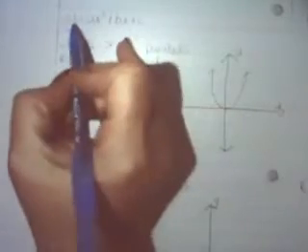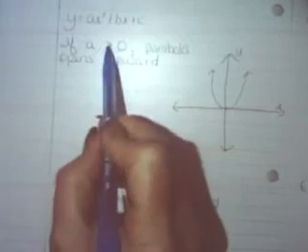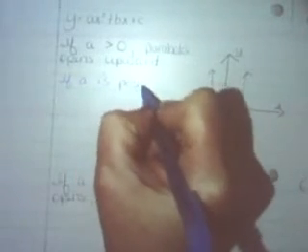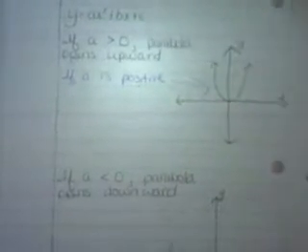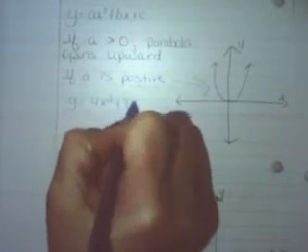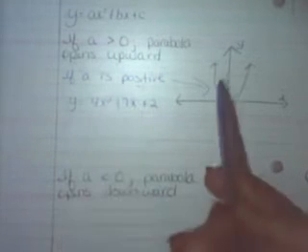Here's a review of what I just showed you on that first page. When we have a quadratic function in the form y equals ax squared plus bx plus c, if a is greater than 0, that means any positive number in front of your x squared, your parabola is going to open upwards. So for example, y equals 4x squared plus 7x plus 2. This number in front of the x squared is greater than 0. It's positive, so it's going to open upwards.